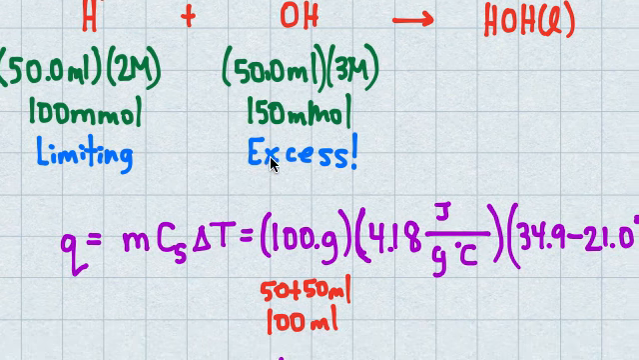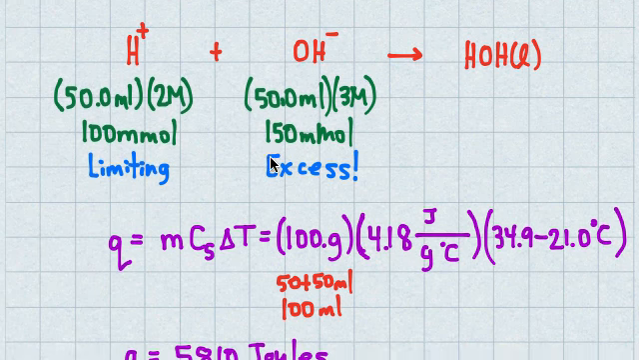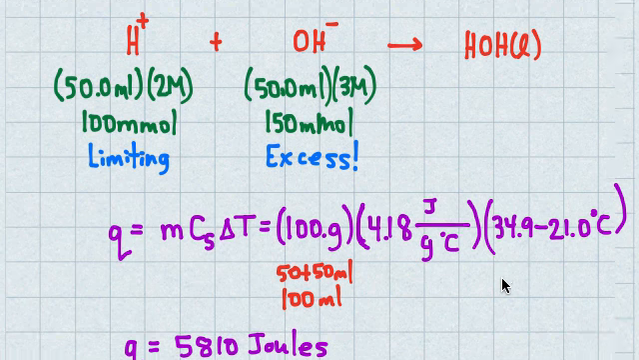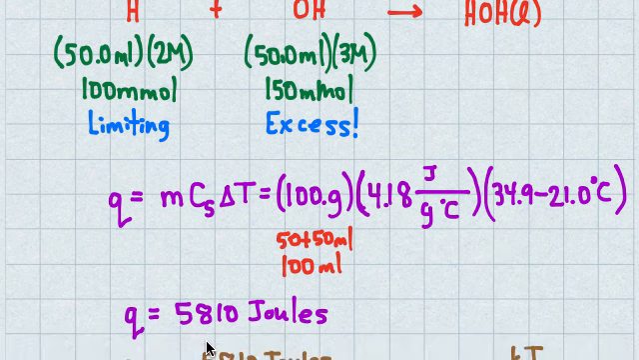But in any case, my heat equation would say that 50 milliliters plus 50 milliliters is 100 milliliters, and a milliliter of water is also a gram of water. So that's why I wrote 100 grams of water here, times 4.18 times the change in temperature, ending minus beginning. Comes out to 5,810-ish joules, and that's also 5.81 kilojoules.